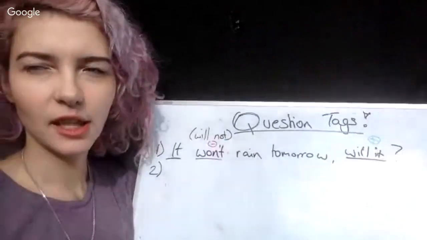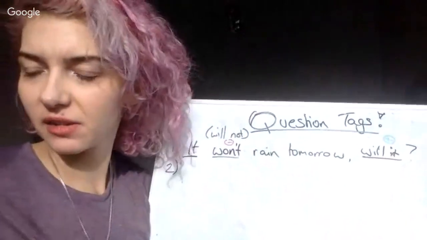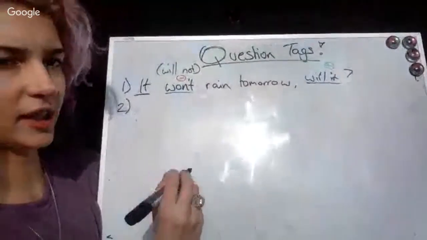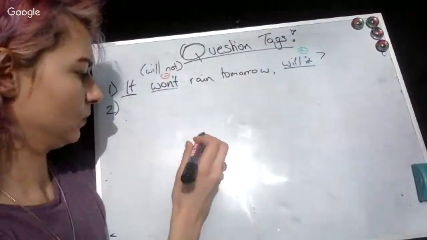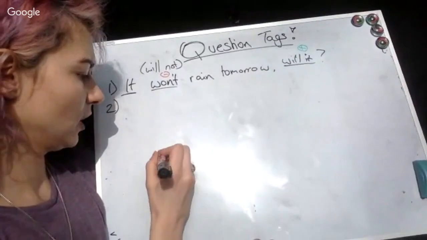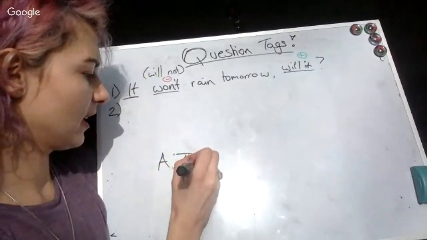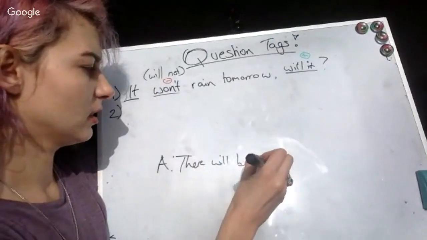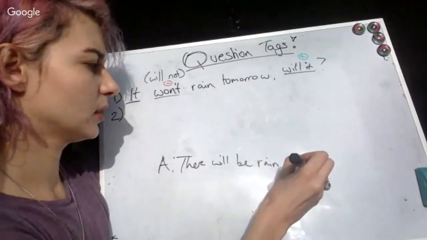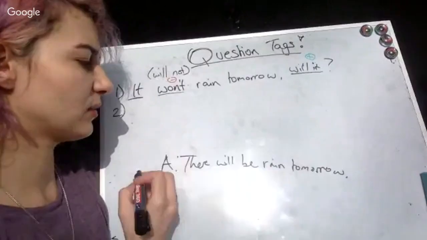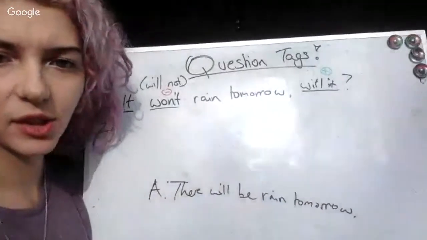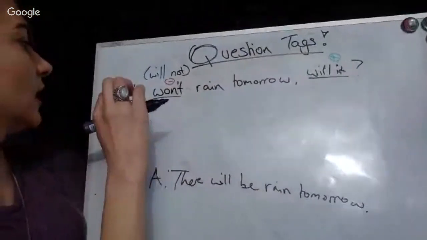Let's say I'm in Germany. I'm pretty sure I think it will. So, okay, let's put it here. There will be rain tomorrow. We know this, so this is a fact. There will be rain tomorrow. So what's the answer? It won't rain tomorrow, will it? What's the correct answer? That's the question.